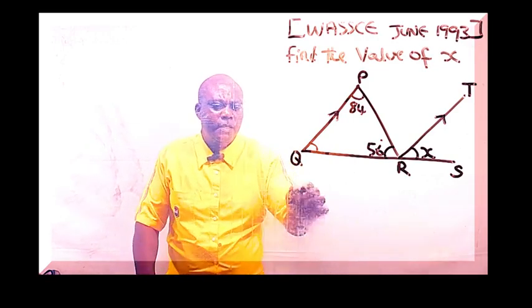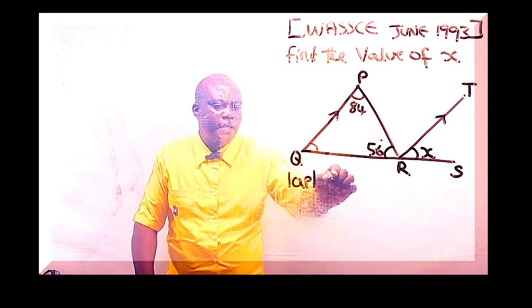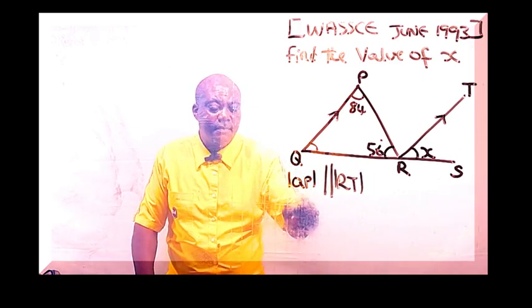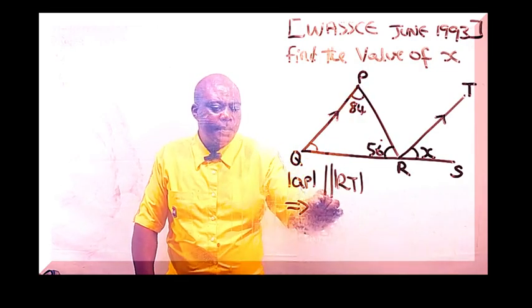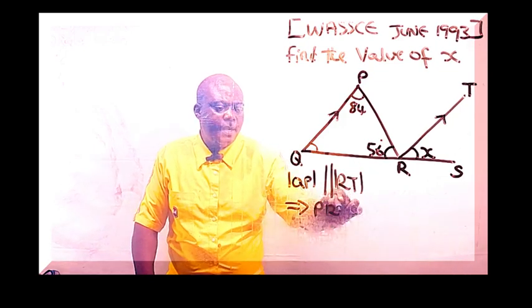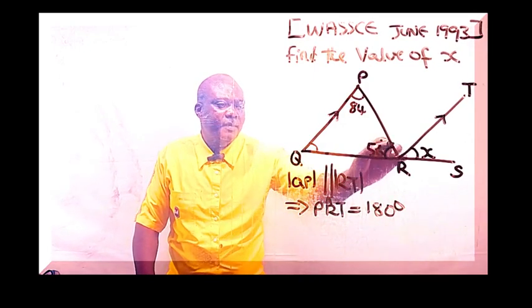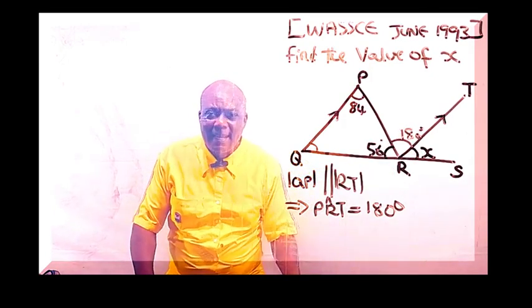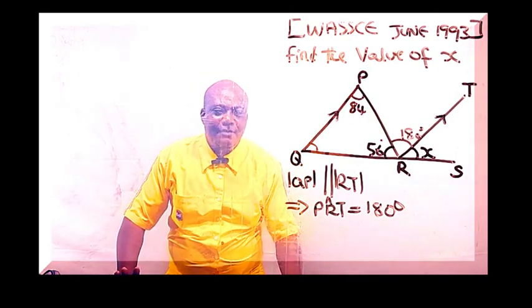Since QP is parallel to RT, line RT, this implies that angle PRT equals 180 degrees. Reason: alternate angles are equal. So we're almost there now.